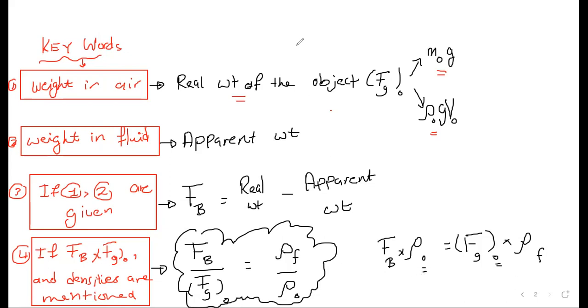Why do we use this? Just only for simplification, nothing else. It's the same formula, but we rearranged it. So this is more useful for what?